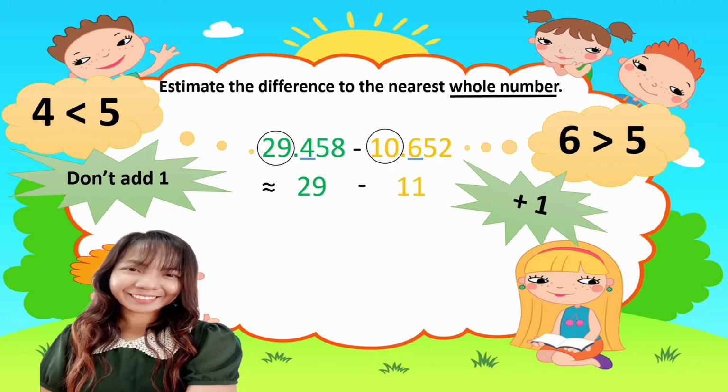11. After that, you will subtract. 29 minus 11. Solve it mentally. The answer is 18. So it's approximately equal to 18. Again, 29.458 minus 10.652 is approximately equal to 18.